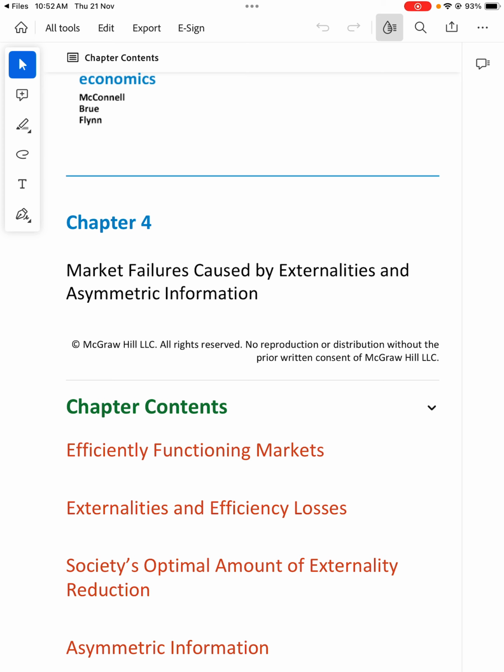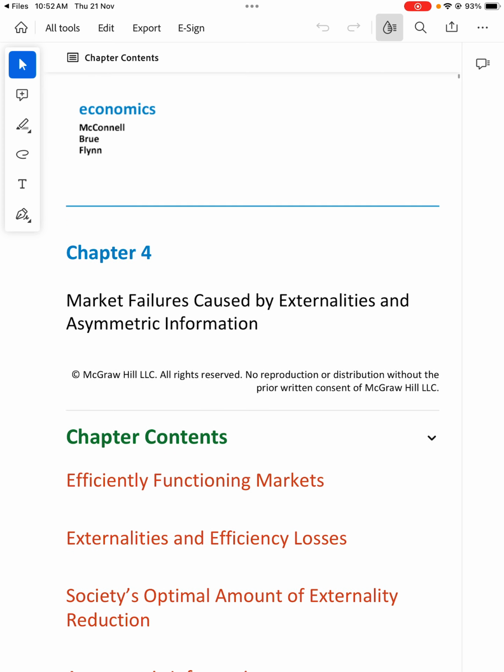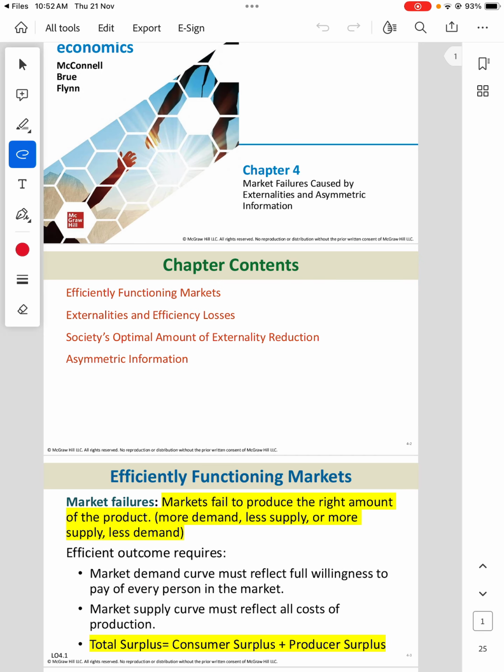So today we are covering chapter 4. Chapter 4 is regarding the market failure caused by externalities and asymmetric information. Externalities mean the third party. Either this third party incurs a cost or incurs a benefit, so it's considered as the externalities.